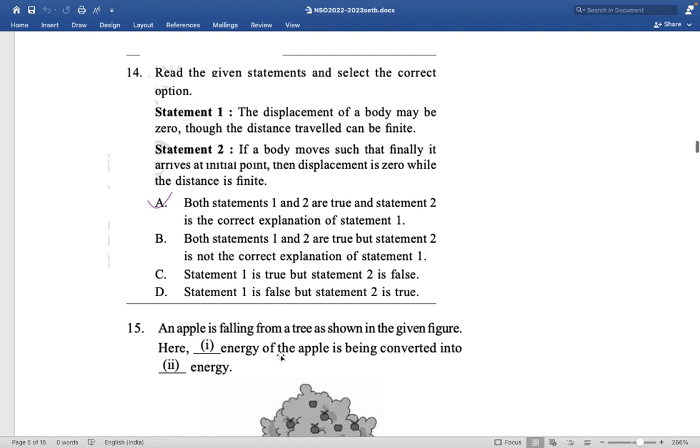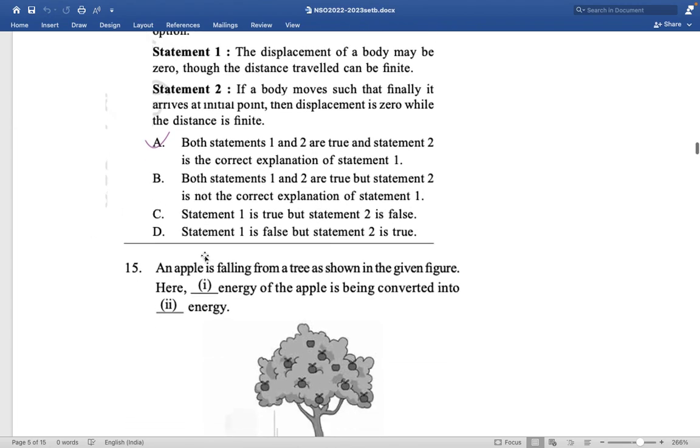The displacement of a body can be zero. For example, when a person starts walking from the home and returns at home, then the displacement is zero. But then the distance traveled is always positive. So A option is correct.